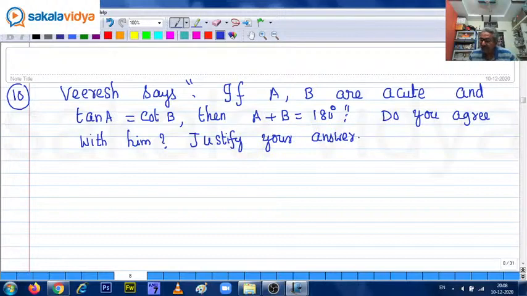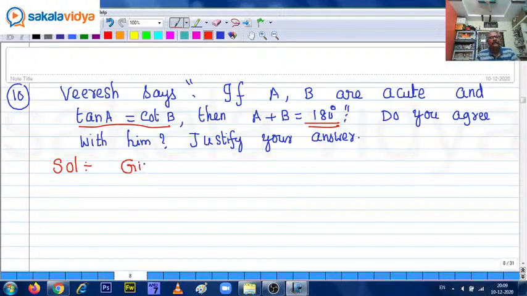Viresh, do you support or not? This is your question. First consider tan A is equal to cot B. Tan A we need to write as cot of 90 minus A. 90 minus A is equal to B, so 90 becomes A plus B. But he said A plus B is equal to 180. So his statement is wrong. The statement is false, so we do not agree with Mr. Viresh.